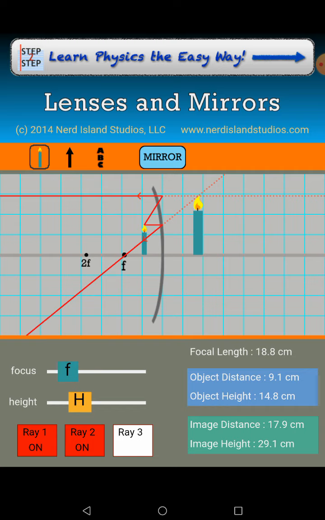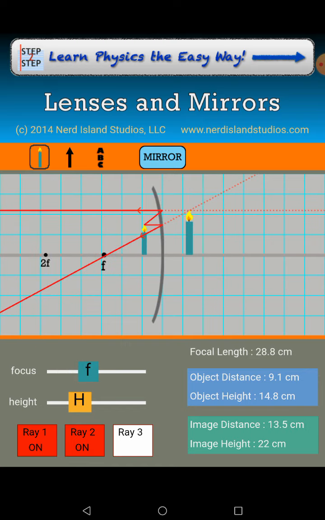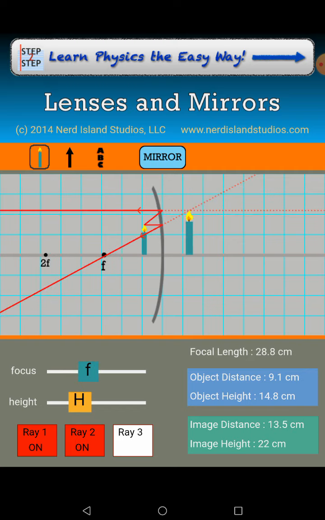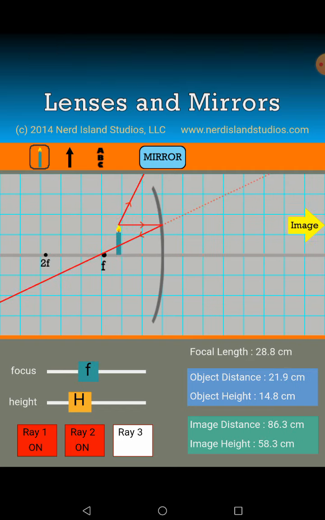So what is a virtual and erect image? It's an image which cannot be obtained on the screen. Okay, so we cannot obtain this image on a screen, so this is called a virtual image. Okay, so I have changed the focus again. So again we will observe the same things.